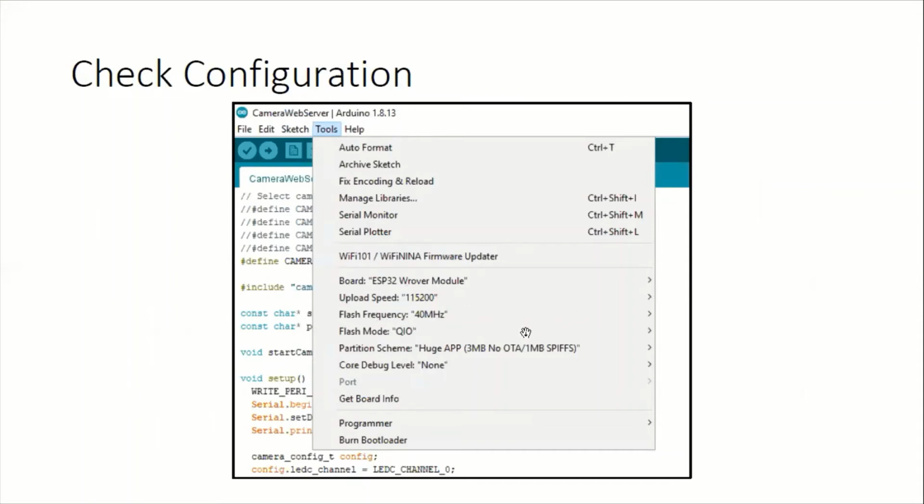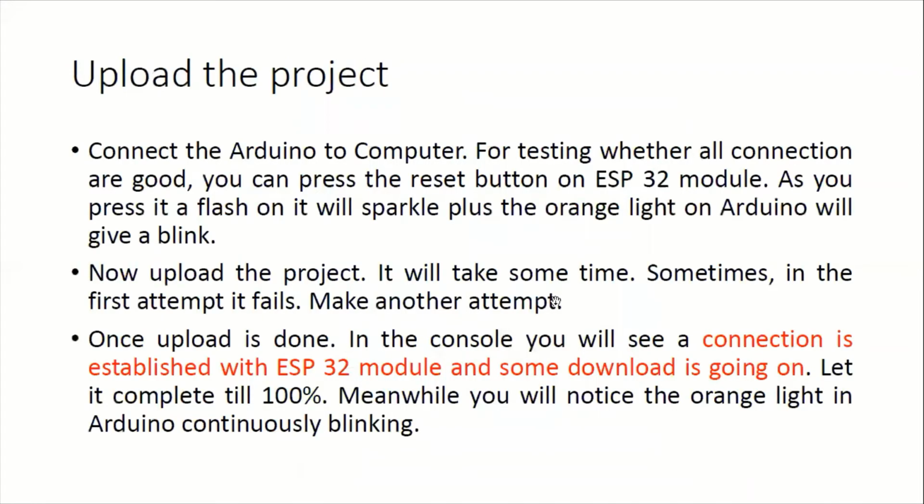115200, the flash frequency should be 40 megahertz, the flash mode should be QIO, and the partition scheme should be selected as Huge APP, and core debug level should be none. You can see if the configuration matches. If it does not, just select the relevant fields from the drop-down menu. And after this, just upload the project.